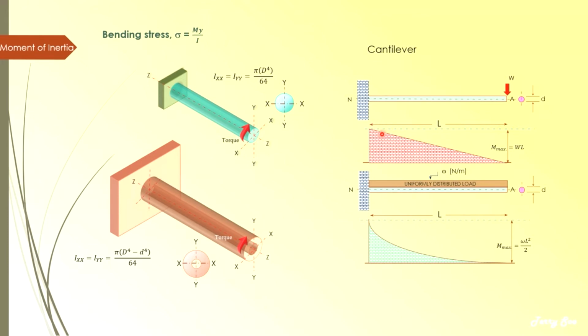So the next case here is the uniformly distributed load. This one usually refers to the self-weight of the shaft, so it is given as Newton per meter. The maximum bending moment also occurs at this fixed end here. The maximum bending moment in this case is given by omega L squared over 2, where omega is the uniformly distributed load, which is usually the weight of the shaft itself.